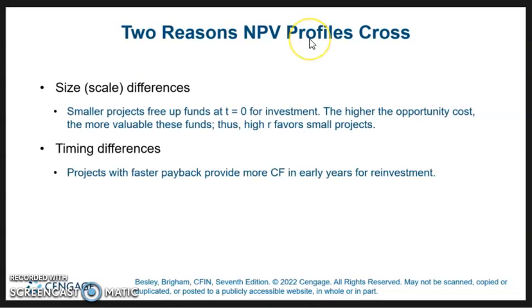There are 2 reasons that NPV profiles cross. The first is scale size: smaller projects free up funds for investment. The higher the opportunity cost, the more valuable these funds. Thus, a higher R favors smaller projects. Probably more importantly, as we saw, we have timing differences. Project S had a faster payback, while Project L had a slower payback.